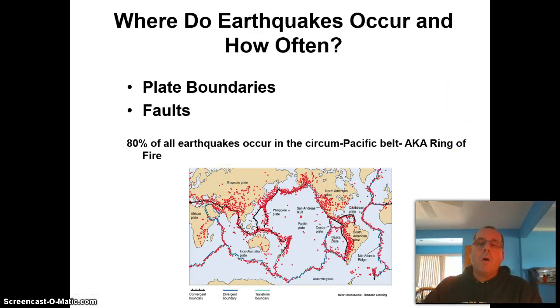And they're happening pretty much worldwide. You can count on multiple earthquakes each day. And in California, you almost have an earthquake every day. Sometimes you don't feel them. So right here it says 80% of the earthquakes occur along the Ring of Fire. So it's quite an active area.